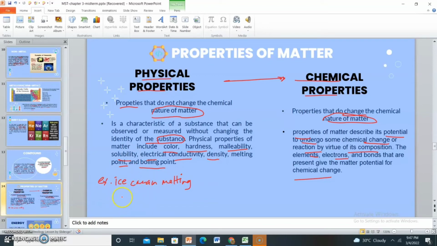Next one is cutting wood. Kung i-cut ang wood, the same components, wood pa rin. So, that is physical properties. Under naman sa chemical properties, example is burning wood. So, pag ma-burn ang wood, hindi na siya magiging wood. Nag-iba ang composition niya, texture niya. Next one example is baking a cake.